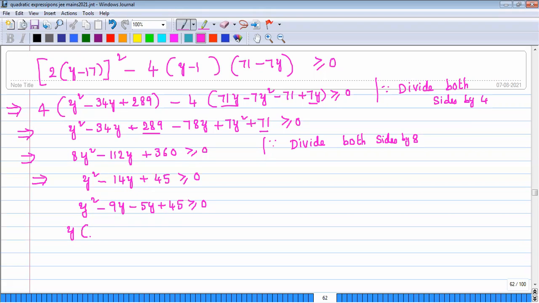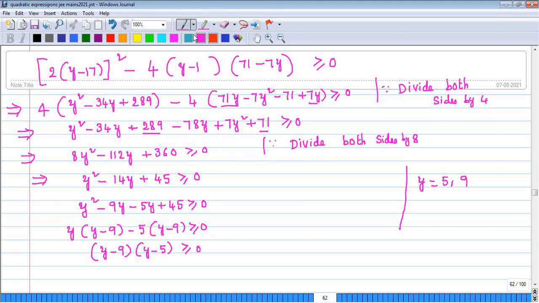So y common we have, minus 5 common, y minus 9 greater than or equal to 0. So taking y minus 9 common out, we have y minus 9 into y minus 5 greater than or equal to 0. Now the roots of the corresponding equation are y equal to 5 or 9.